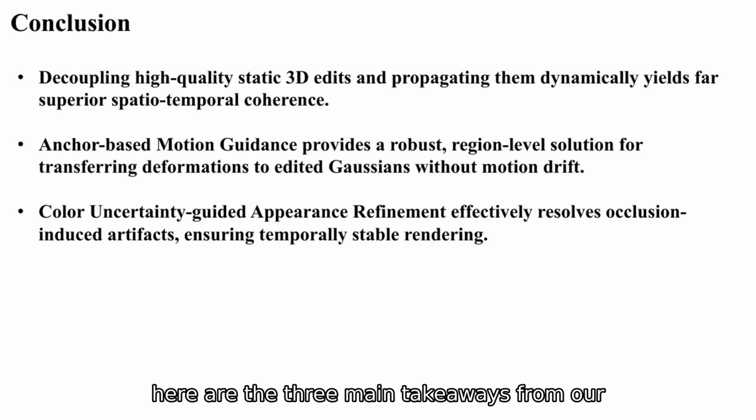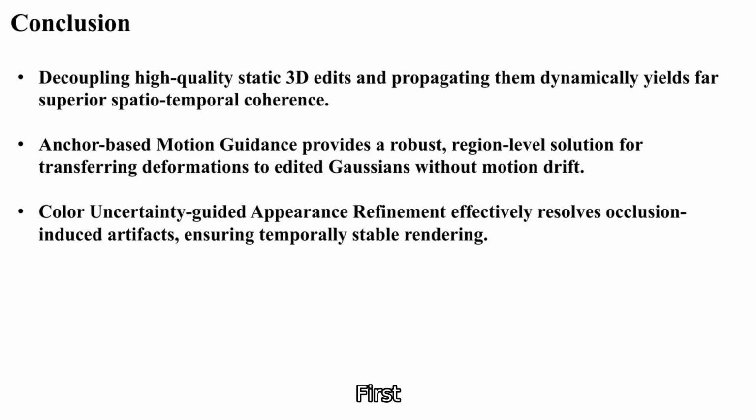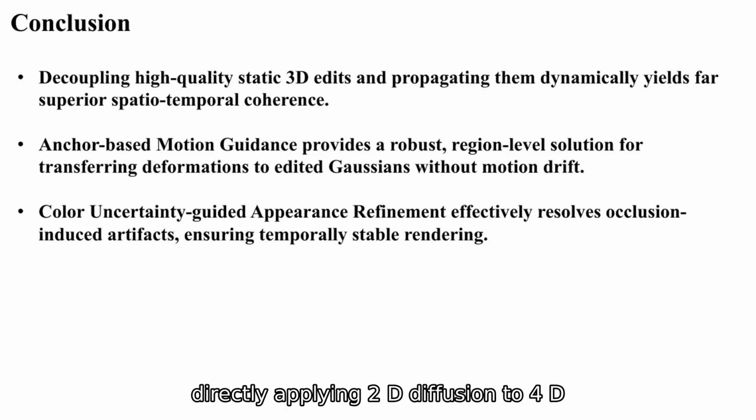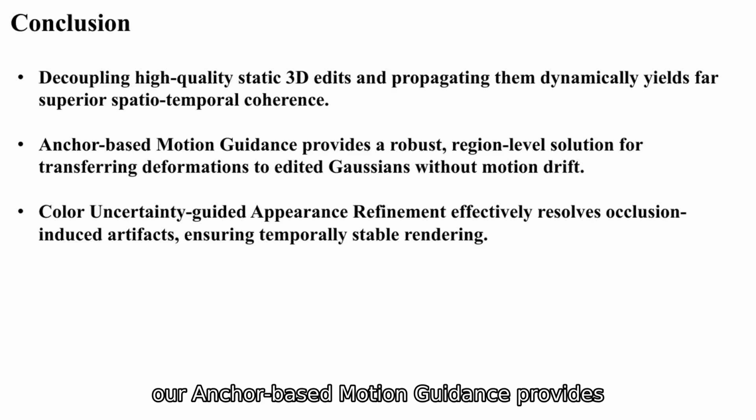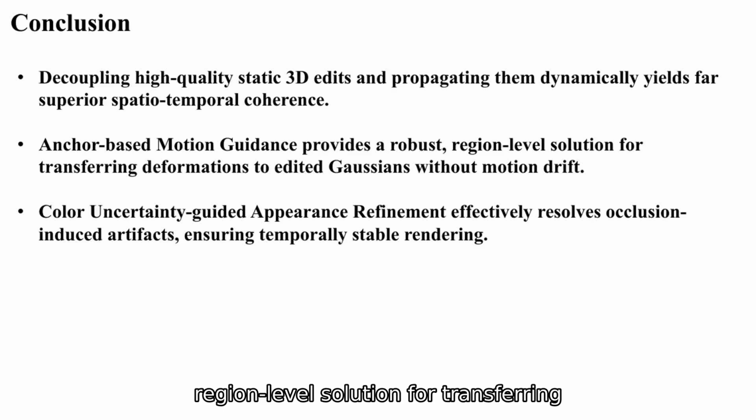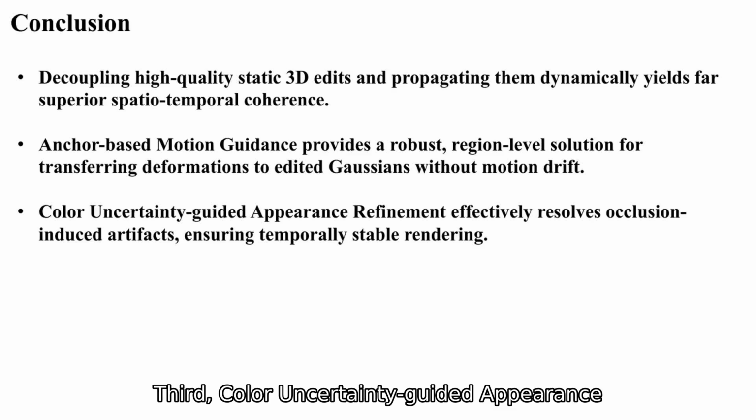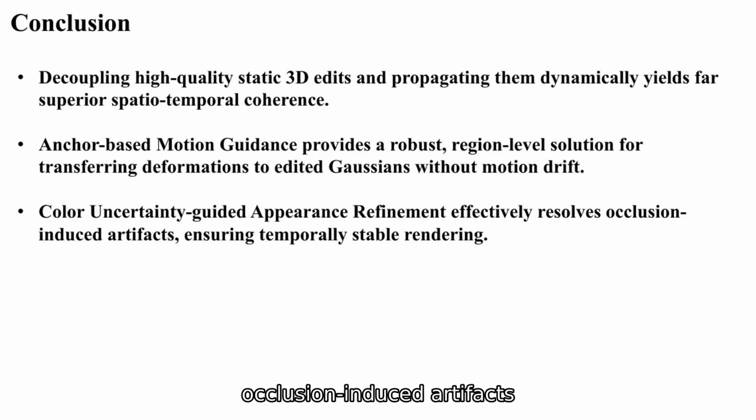To conclude, here are the three main takeaways from our work. First, directly applying 2D diffusion to 4D scenes causes instability. Instead, decoupling high-quality static 3D edits and propagating them dynamically yields far superior spatio-temporal coherence. Second, our anchor-based motion guidance provides a robust, region-level solution for transferring deformations to edited Gaussians without motion drift. Third, color uncertainty-guided appearance refinement effectively resolves occlusion-induced artifacts, ensuring temporally stable rendering.